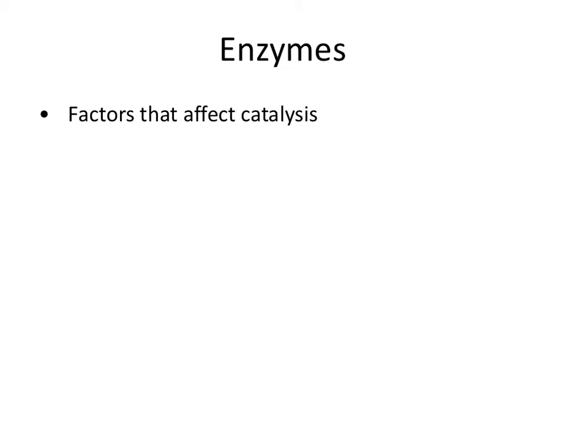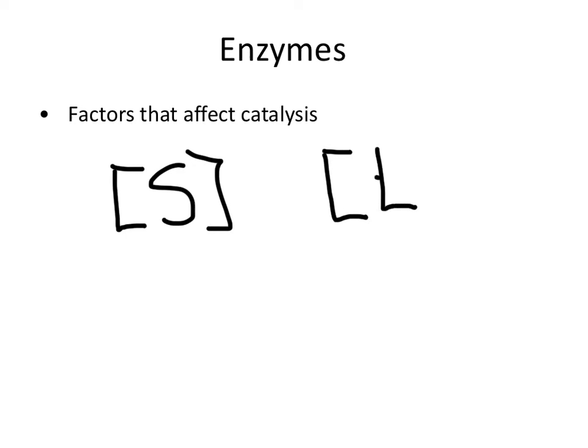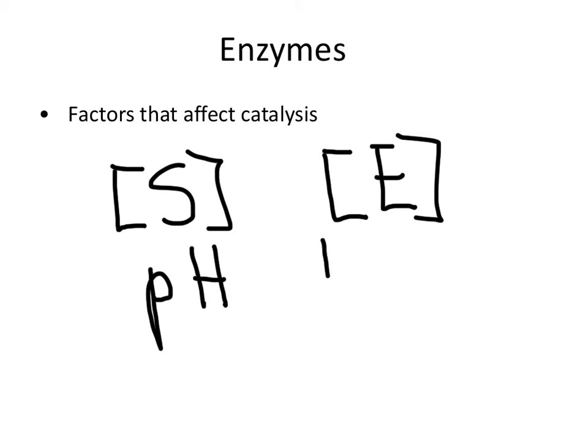The factors that affect the rate of the catalysis are the concentration of the substrates, the concentration of the enzymes, the pH, and the temperature.